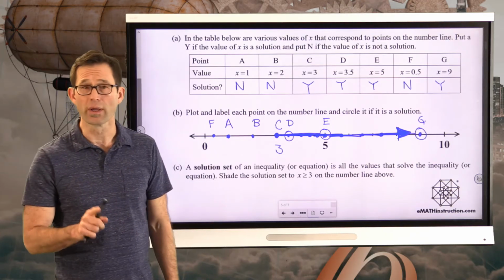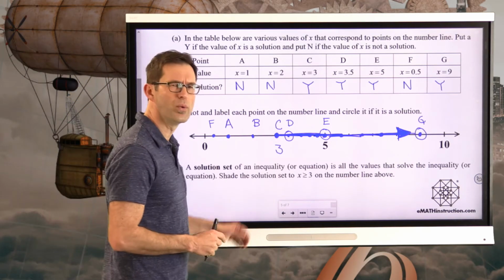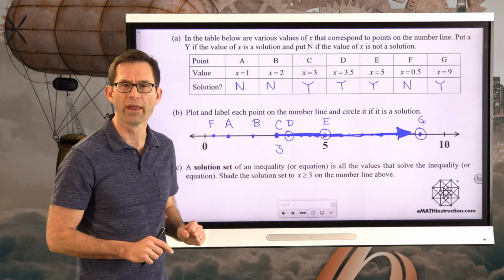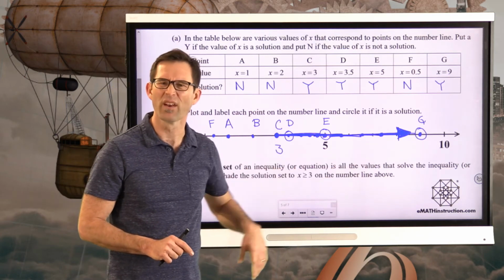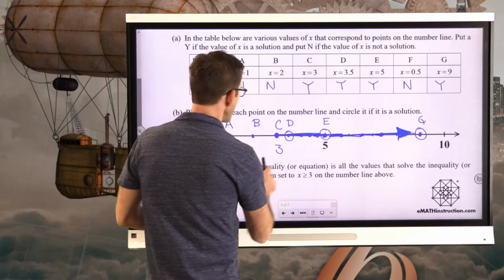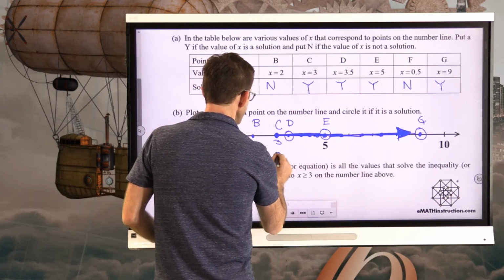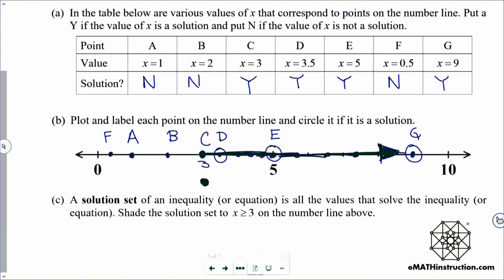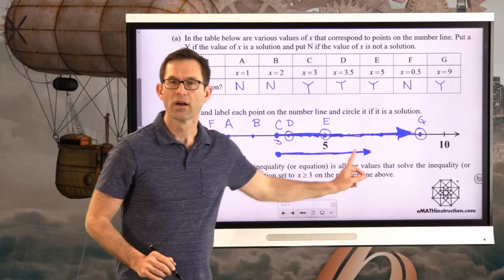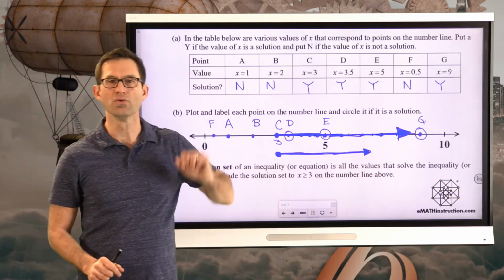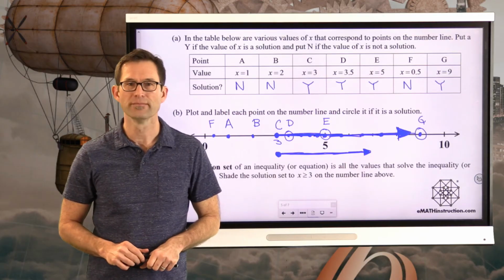What some students like doing, and there's nothing wrong with this, is doing this above or below the number line, because it can get kind of messy on the number line. What I mean by that is that you could very easily, let me just move that 3 up a bit, have just put a big filled in dot here and then drawn an arrow like that to indicate that every number from 3 going to the right is going to be a solution to x is greater than or equal to 3.